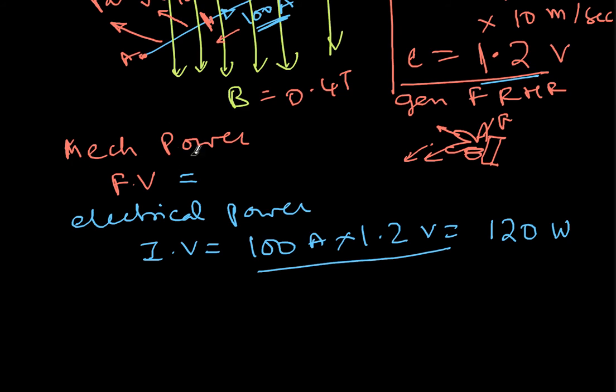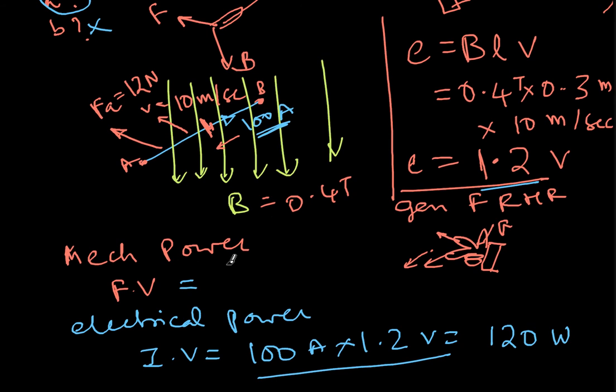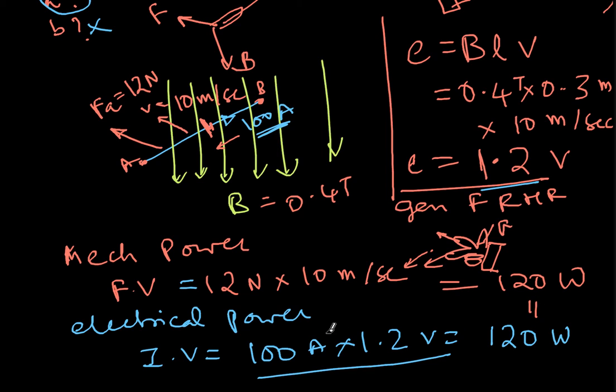Okay. What about the mechanical power? So force into velocity. Okay. So force was 12 newtons, multiplied by 10 meters per second. So this is also 120 watts. 12 into 10 is 120 watts. So exactly again we are seeing mechanical power equal to electrical power.